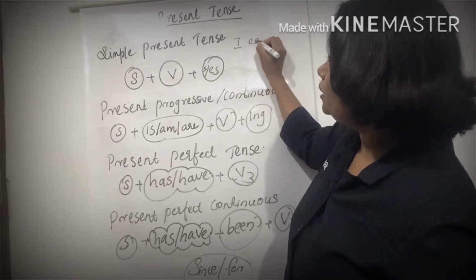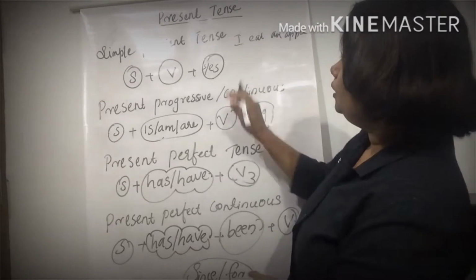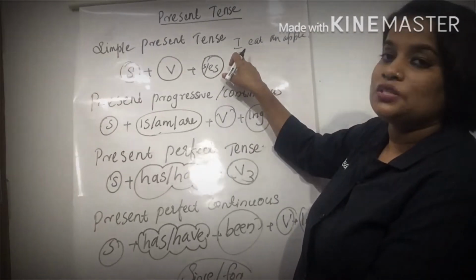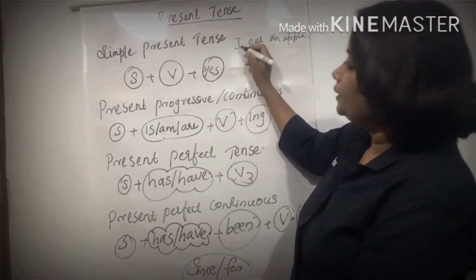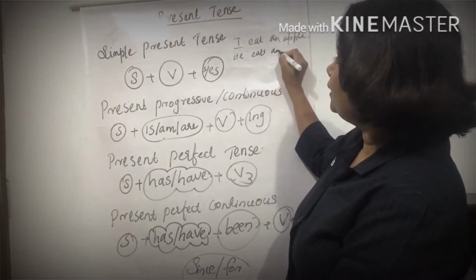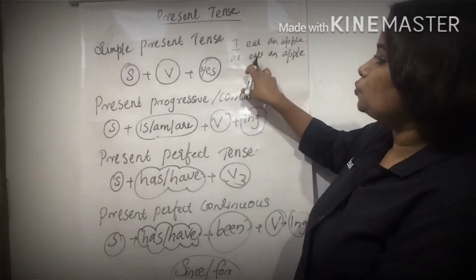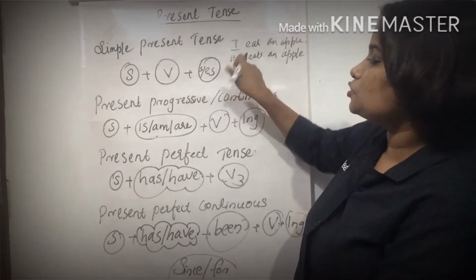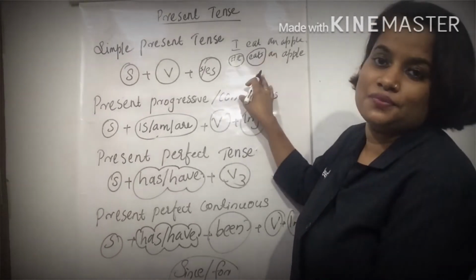I will give you the example. I eat an apple. In this sentence, I is the first person, so the verb's first form comes. Okay, the next one is: he eats an apple. So along with the verb, what comes when the subject of the statement is singular? The verb takes s or es.